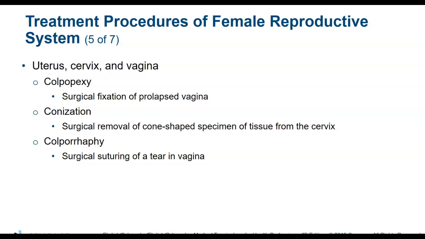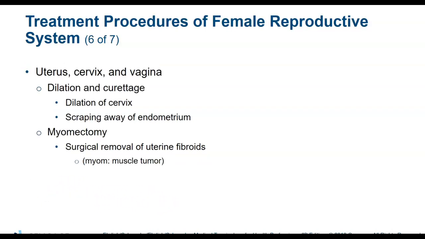Colpopexy is the surgical fixation of a prolapsed vagina. Conization is actually a surgical removal of a cone-shaped specimen of tissue from the cervix to test for cervical cancer. And colporrhaphy is the surgical suturing of a tear in the vagina.